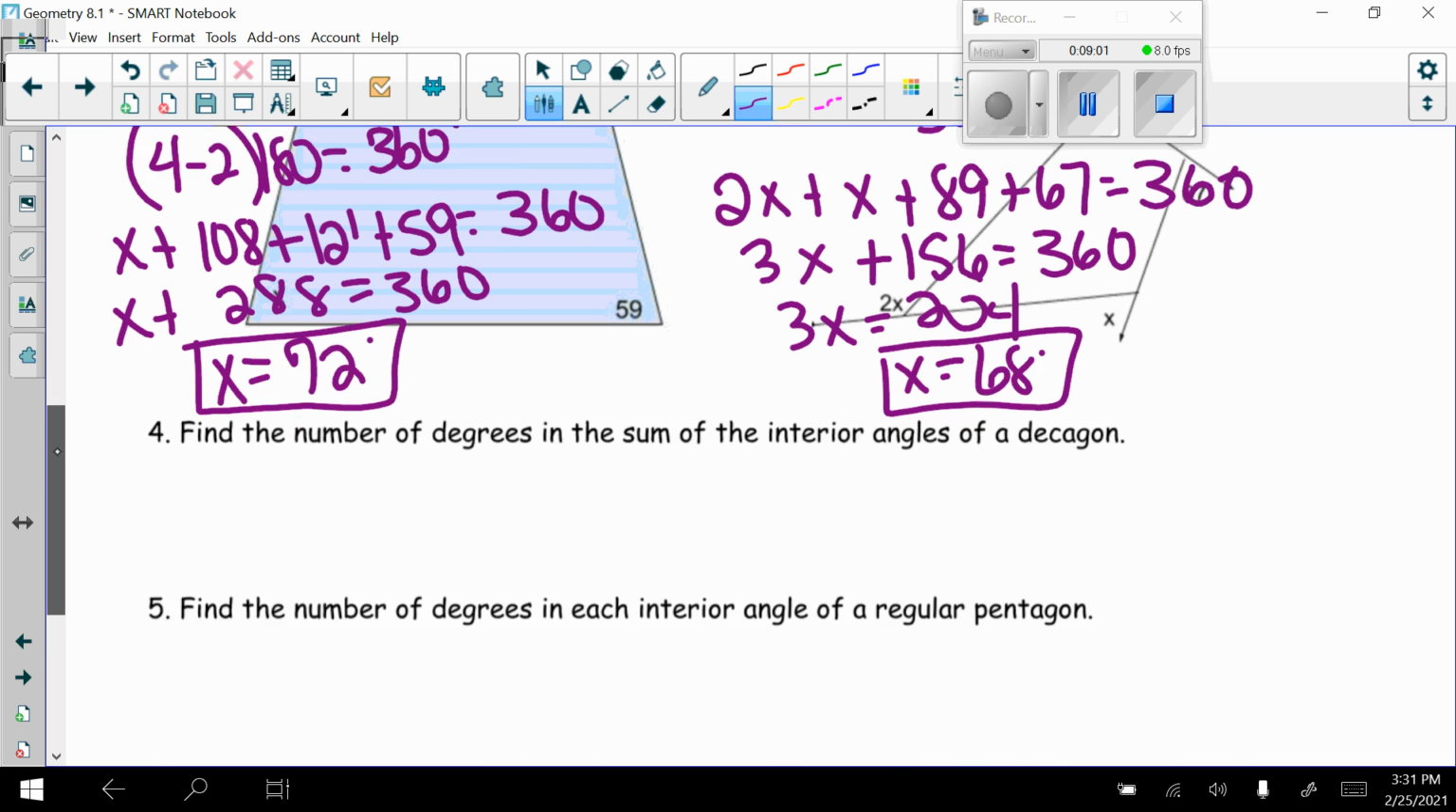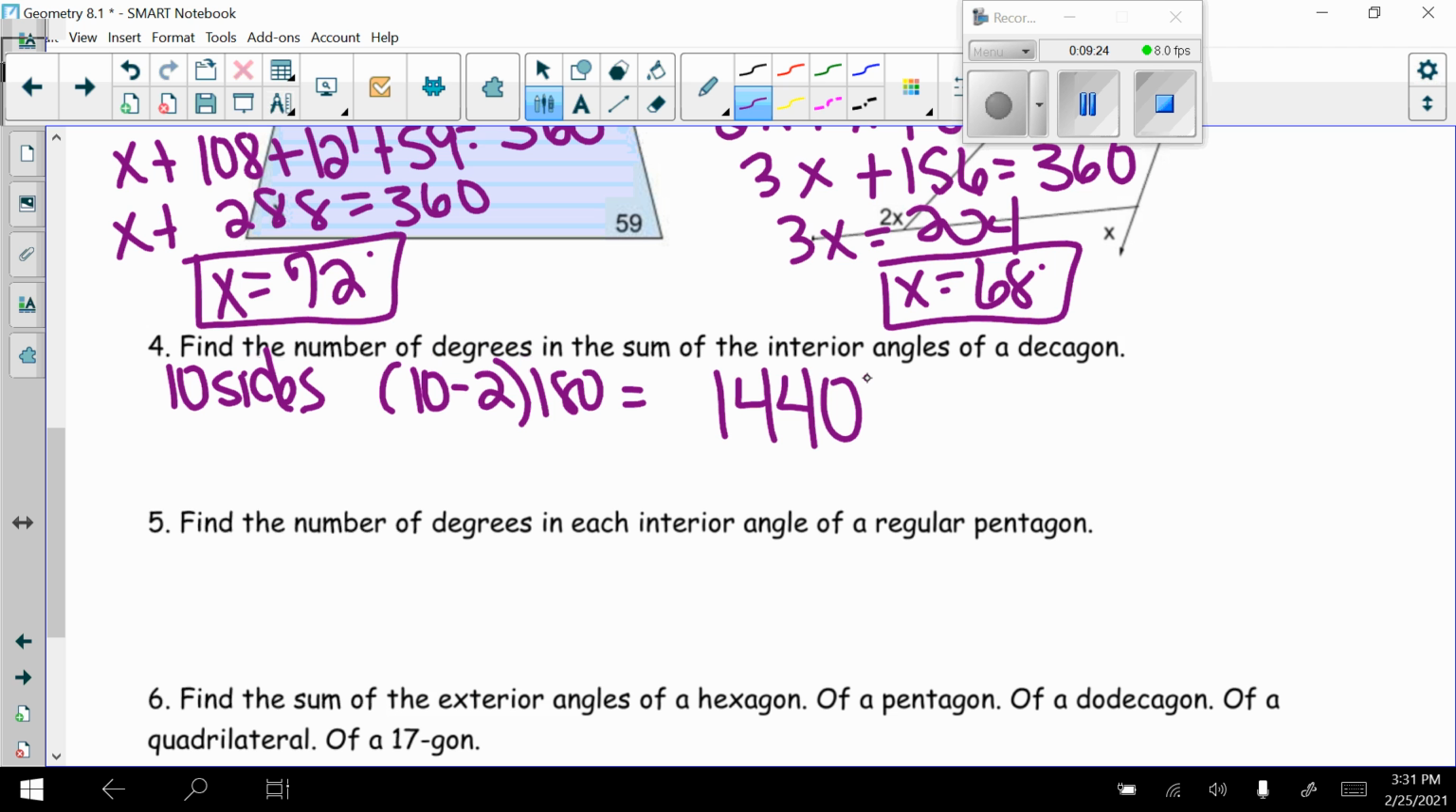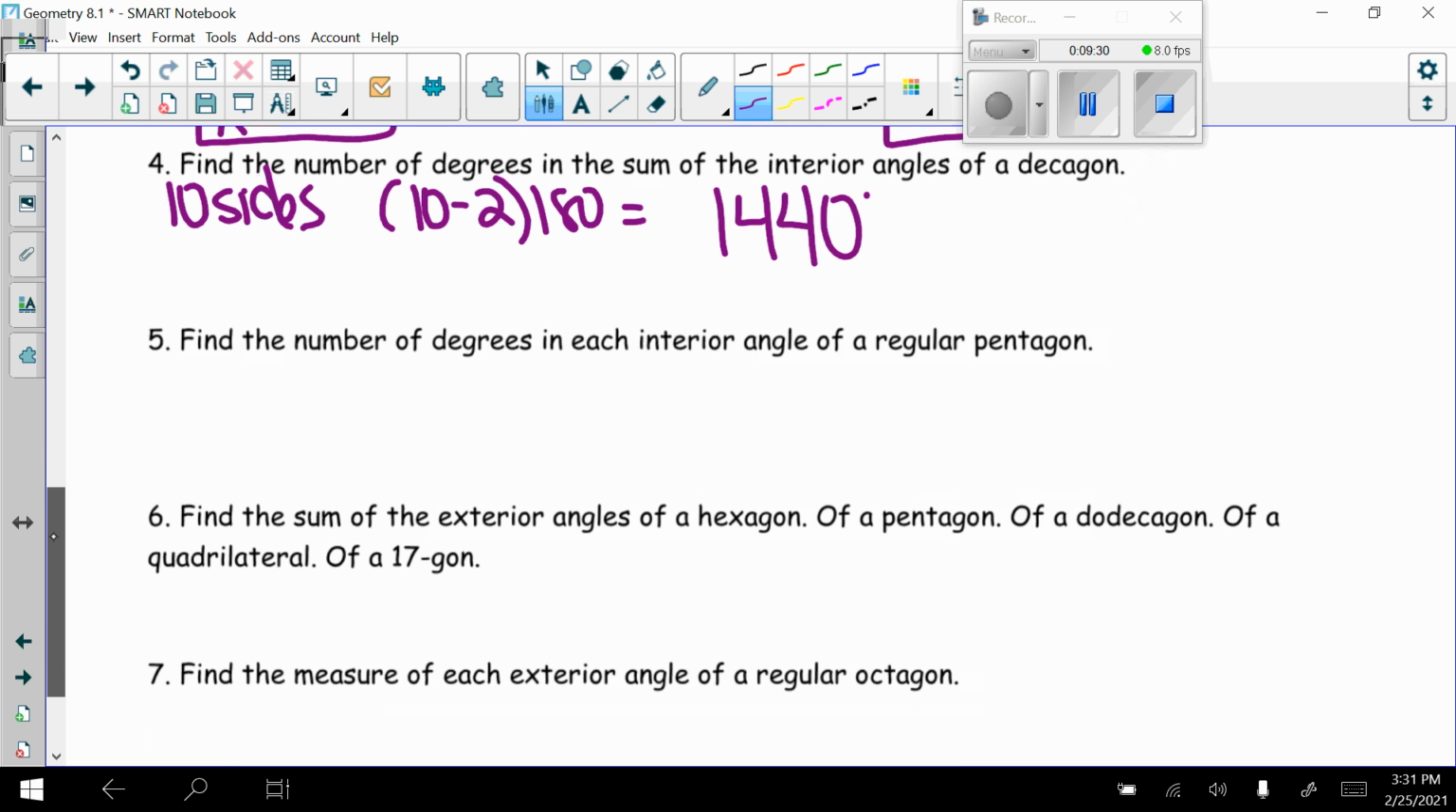Number 4, it says find the number of degrees in the sum of the interior angles of a decagon. Again, we're using the n minus 2 times 180. So a decagon has 10 sides. So 10 minus 2 times 180. 10 minus 2 is 8. 8 times 180 is 1,440 degrees. We're finding degrees, the sum of the degrees, so we always have our degree sign.